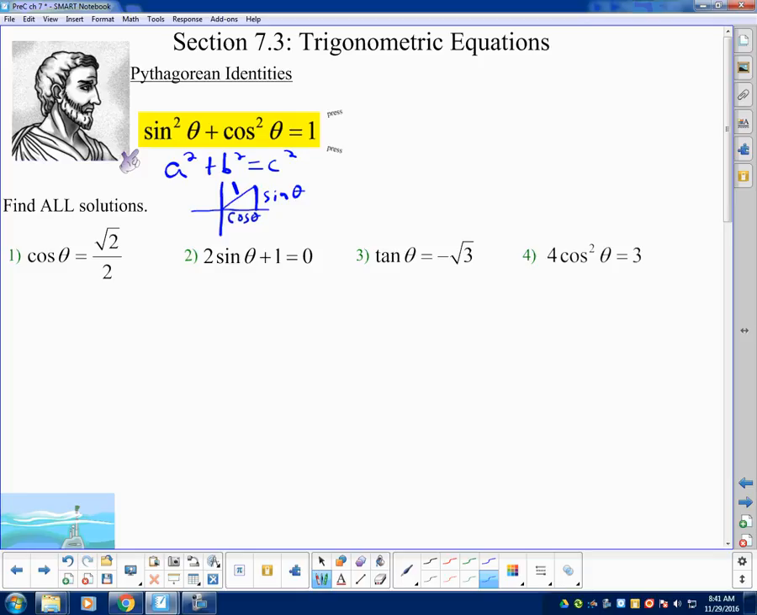Now, you can create from this one identity 2 other identities that you might use. One of them would be to solve this for sine squared by subtracting cosine squared over. Another one would be to solve for cosine squared by subtracting sine squared over. And so they allow you to make substitutions in order to take an equation that might have a mixture of sines and cosines in it and change it to just one single trigonometric function. Okay? So this one Pythagorean identity can be rewritten in 2 different ways.